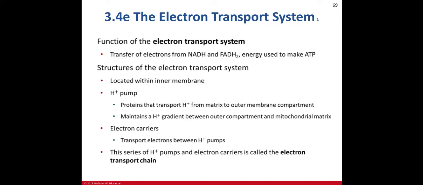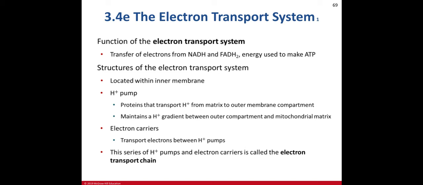Last but not least, we've got the electron transport chain. It's going to transfer the electrons that are stored in our NADH and FADH2. And as they fall down this chain, they're going to make ATP. So what is going to happen in our transport chain? We've got this inner membrane in our mitochondria. There is a hydrogen ion pump that is moving hydrogen ions from the matrix to the outer membrane compartment, and then they are falling back through because of this gradient.